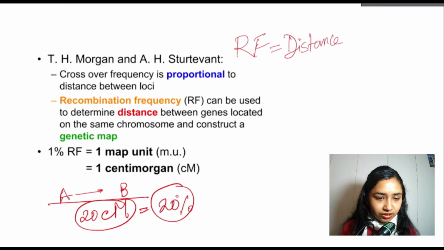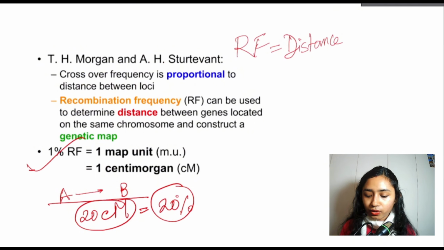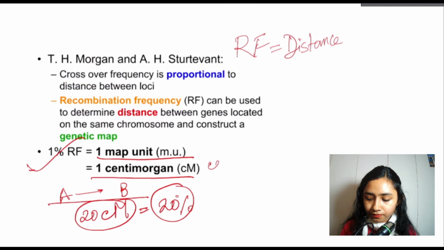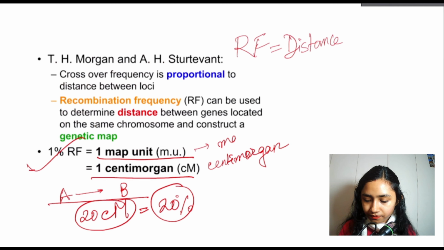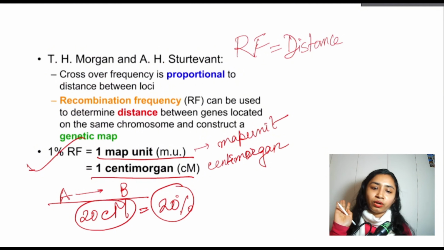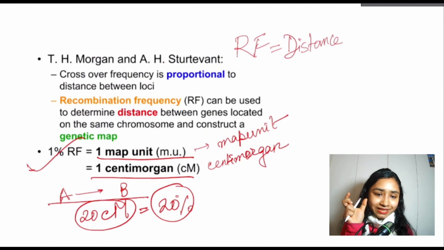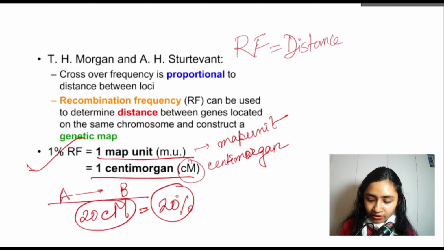So the relationship is very easy. 1% recombination frequency is equal to 1 map unit or 1 centimorgan. cM for centimorgan, and mu for map unit. So 1% recombination frequency is equal to 1 map unit or 1 centimorgan. The unit of the distance is denoted in this unit, centimorgan, okay.